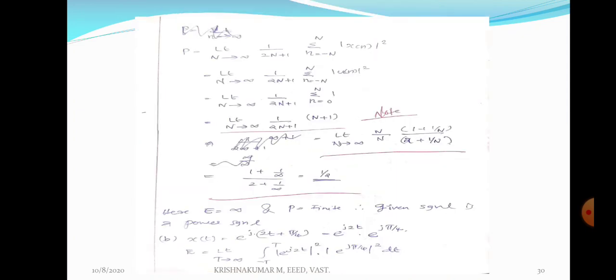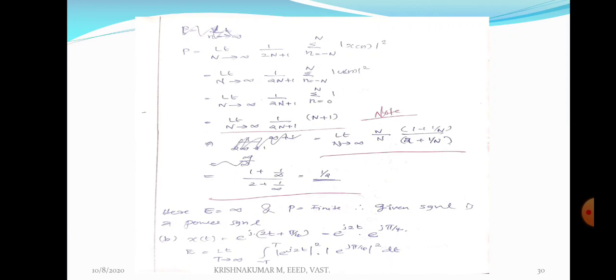So energy is infinite. Since energy is infinite, we cannot make a decision. So now we have to find the power. P is equal to limit n tends to infinity 1/2n plus 1 sigma n is equal to minus capital N to plus capital N mod x of n whole square is equal to limit n tends to infinity 1/2n plus 1 sigma n is equal to minus capital N to plus capital N mod u of n all square. Nothing else was done. Substitute the value of x of n in the given formula.